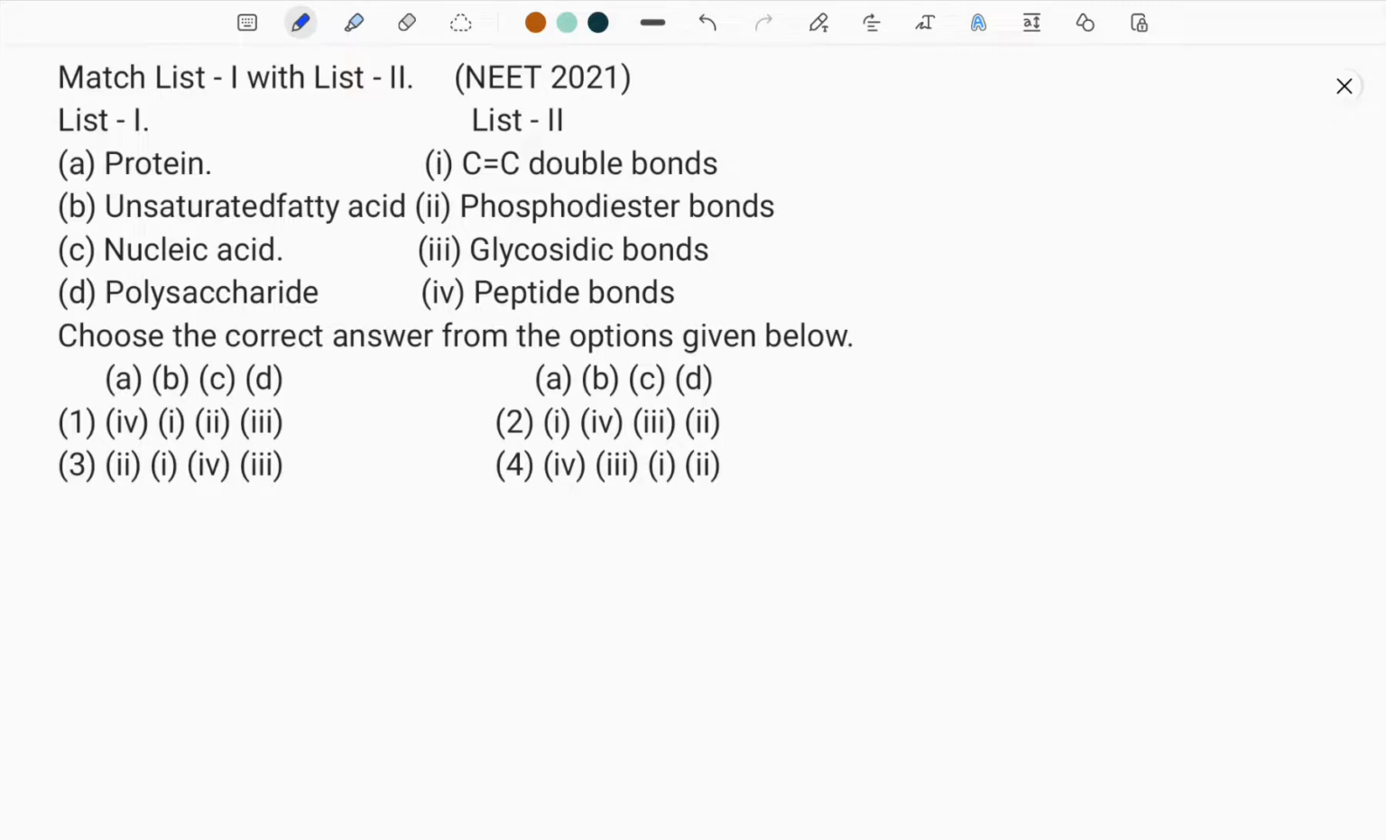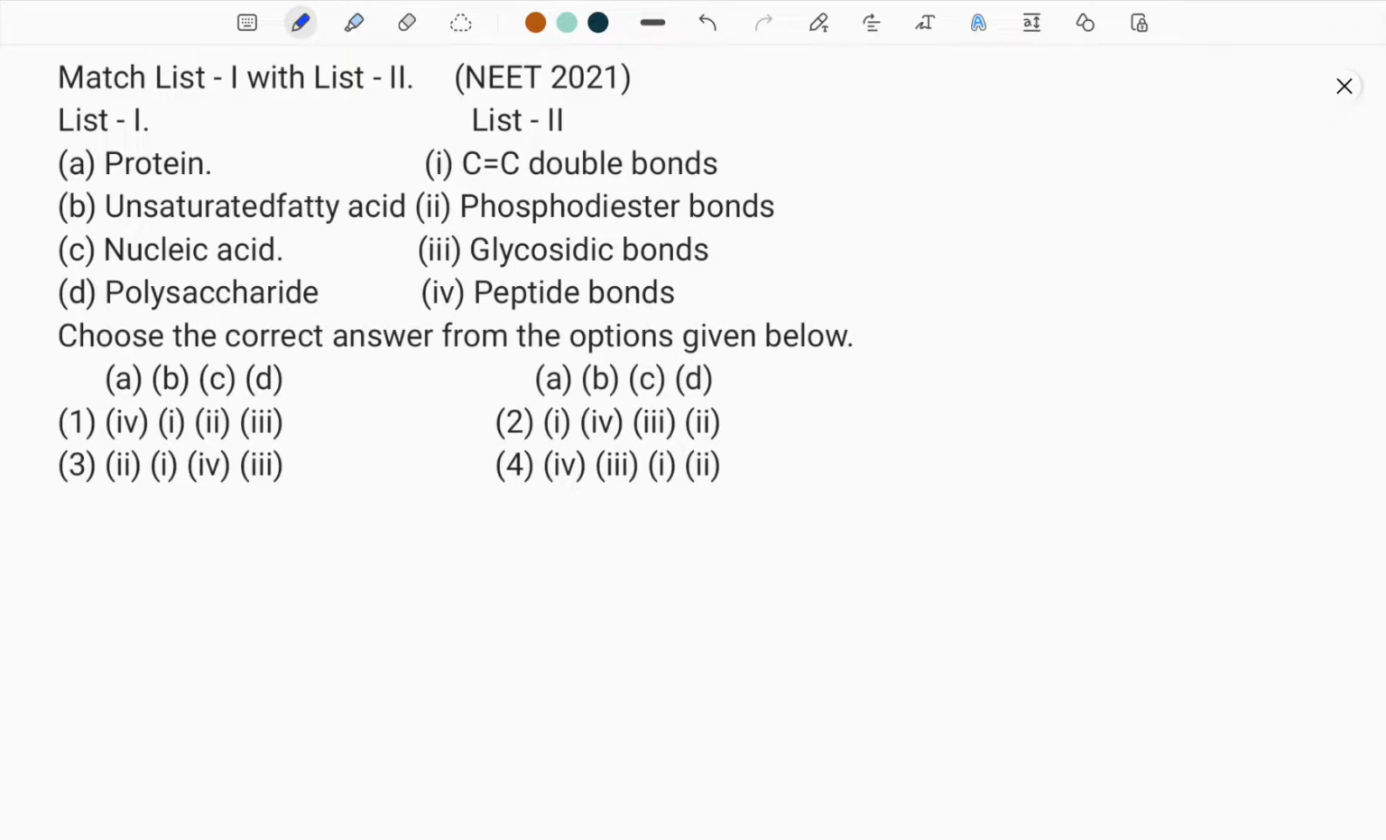Match the following type. This time the question is on biomolecules. Especially the question is based on bonds. What bonds are present in these? So I would like to give you some synopsis about these bonds.